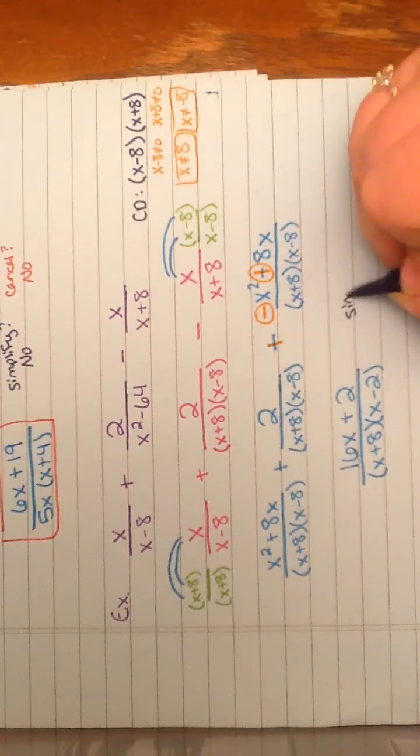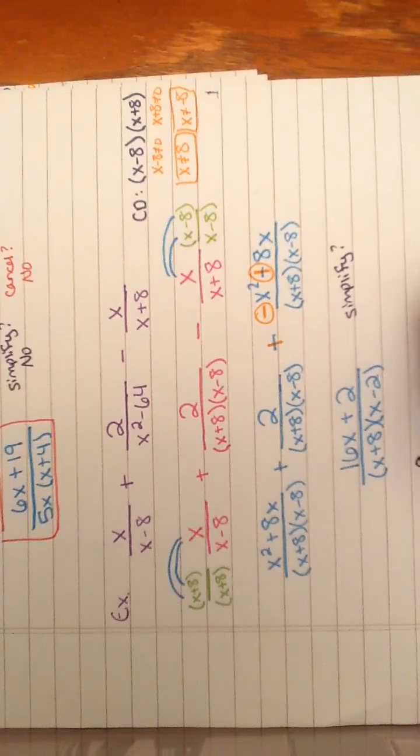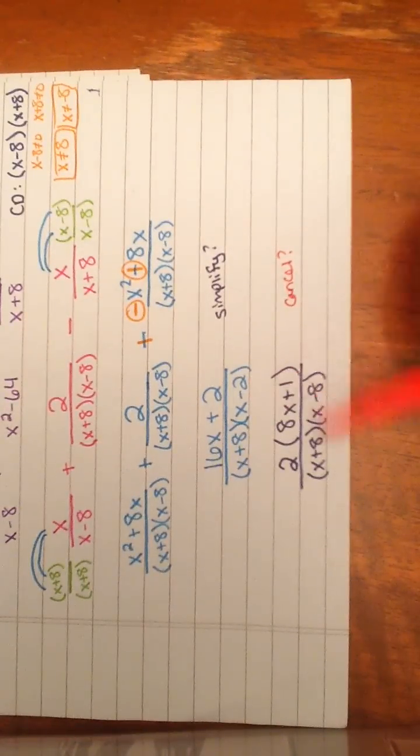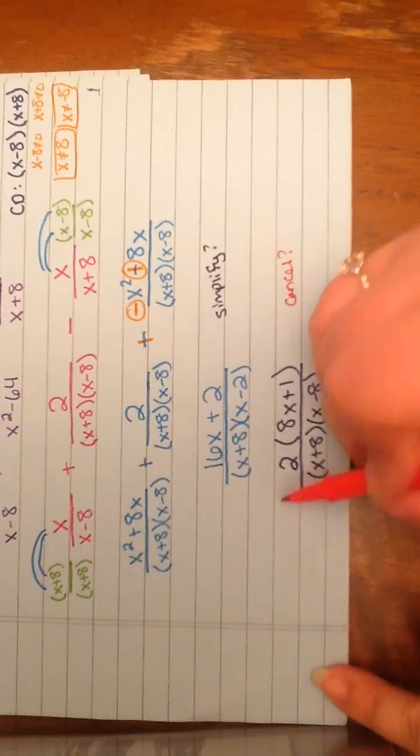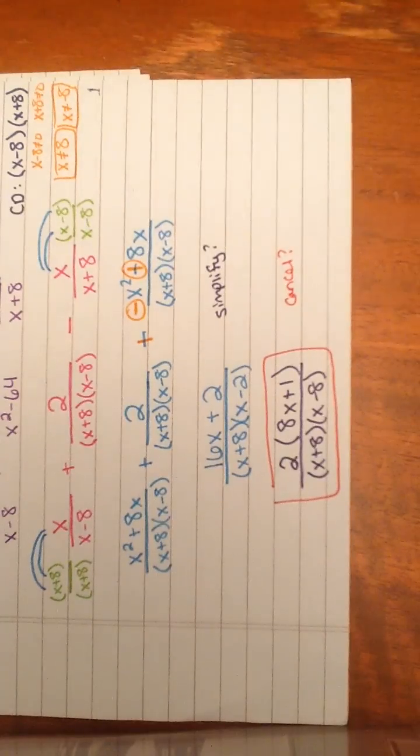Now we need to see if we can simplify and cancel anything. So in the numerator, it looks like we have a GCF of 2, which would give me 8x plus 1. Okay, and the next thing we need to do is see if we can cancel anything legally. Well, I have 8x plus 1, x plus 8, x minus 8. I don't see anything that will cancel. So that will be my final answer along with my restrictions of 8 and negative 8.